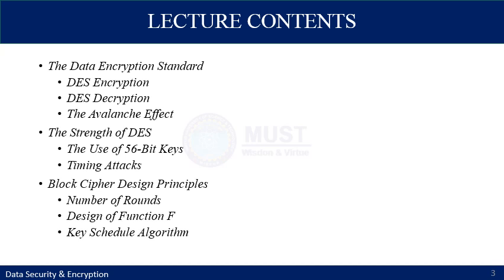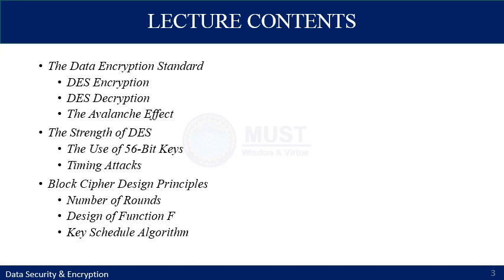We will briefly discuss the timing attacks, and then we will discuss block cipher design principles. The three main principles of block cipher designs are number of the rounds. As we discussed in the previous lecture, we have a design function and we can specify different design functions to specify the strength of our design algorithm. And then there is a concept called key schedule algorithm, which will be discussed later part of the chapter.